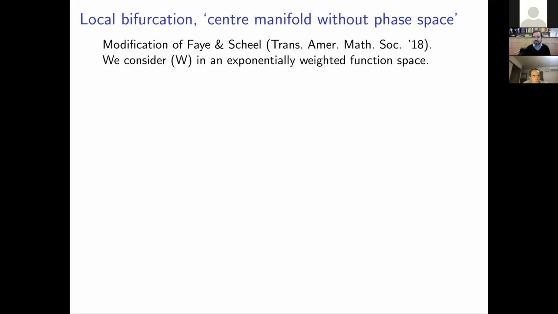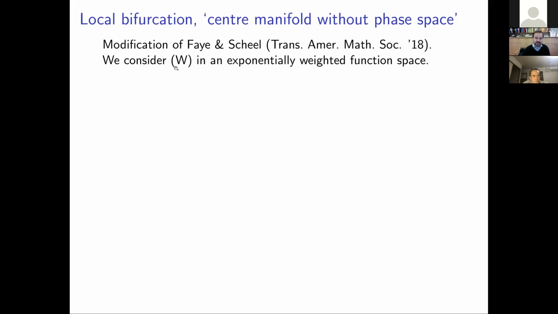We have a nonlinear pseudo-differential equation. But it turns out that there is a very nice recent theory by Faye and Scheel exactly for this situation, a center manifold theory without a phase space. So we can base our analysis on their approach. This is what we did. We had to make some modifications, but essentially we followed their arguments.